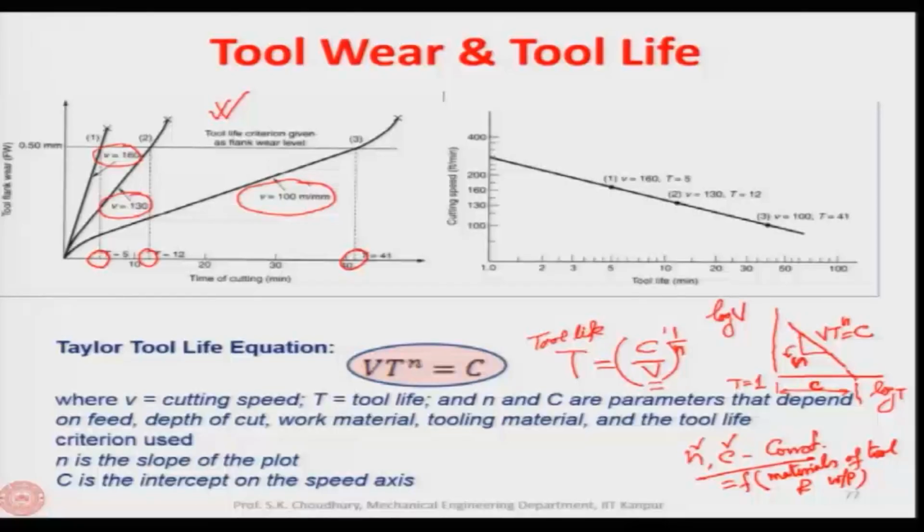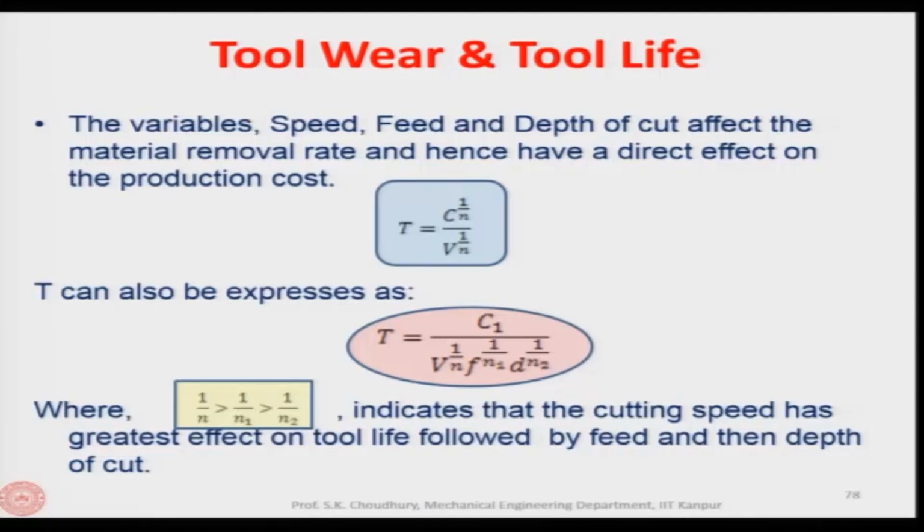Now, n is the slope of the plot, as I am showing, and c is the intercept on the speed axis. Since t is equal to 1 here, this will be c. So, this intersection will have the value of c. Now, as I said, t is equal to c by v to the power 1 by n. The tool life can also be expressed as dependent not only on the cutting velocity, but on the feed and the depth of cut as well.